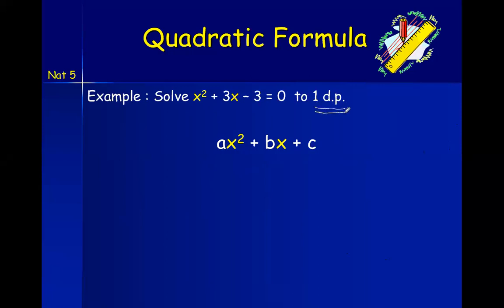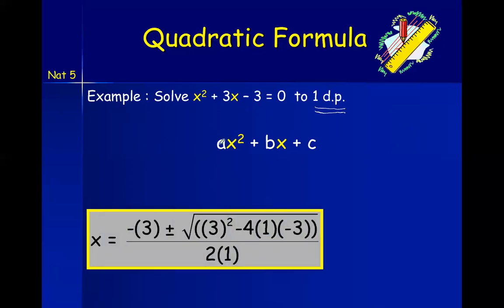If they ask you to give your answer, for example, to 1 decimal place, there is a chance that you may have to use some square root of some sort. So it's going to be really hard to factorize this using MAM. It's not impossible, but very difficult. So that's when you're going to use your quadratic formula. Let's identify a, b, and c. a is 1, b is positive 3, and c is negative 3.